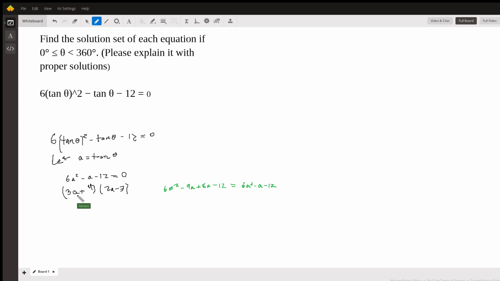So all we're going to do is replace a here with tangent of theta. So this is going to be 3 tangent of theta plus 4 times 2 tangent of theta minus 3 equals 0.